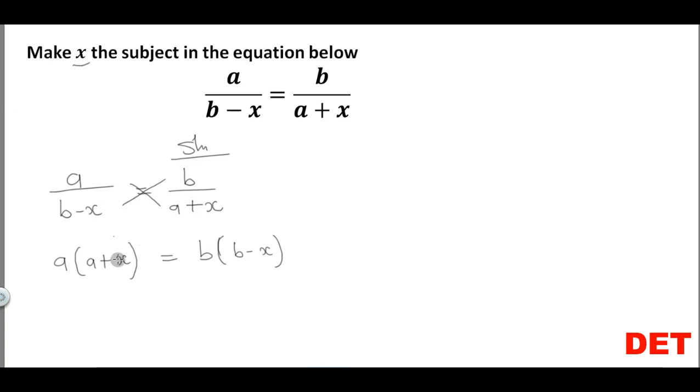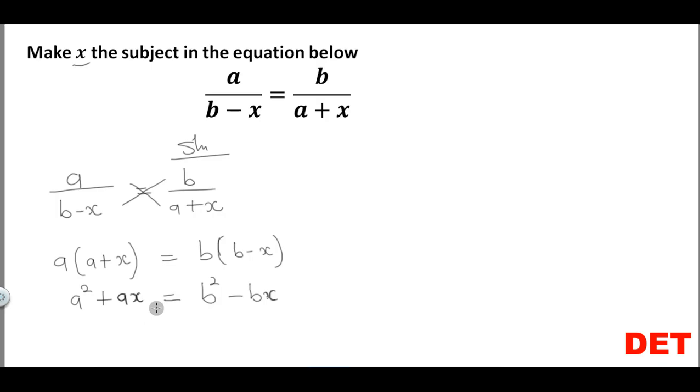So after doing that, the next thing I'm going to do is to open up the bracket. So a times a will give me a squared. A times x will give me plus ax, equal to b times b will give me b squared. B times minus x will give me minus bx. All right.